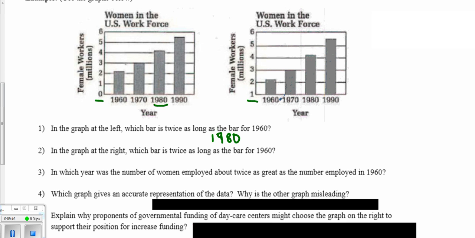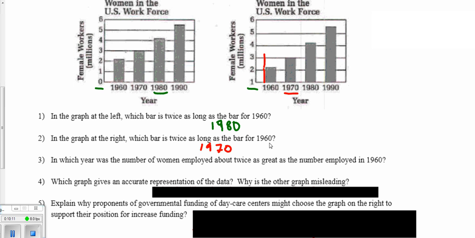However, looking over at our right one, which bar looks to be about twice as tall? So if this one is 1960, we want about twice that amount. So that'd be around here. Well, it looks like 1970 would be twice as tall. So again, just looking at the visual, it doesn't necessarily match up with the data.